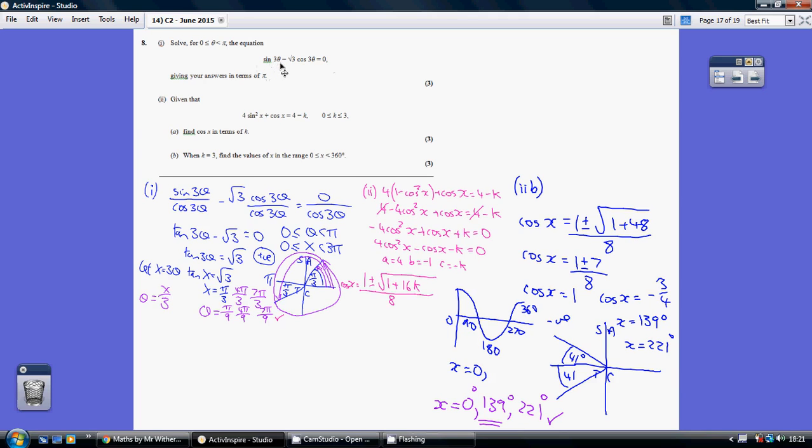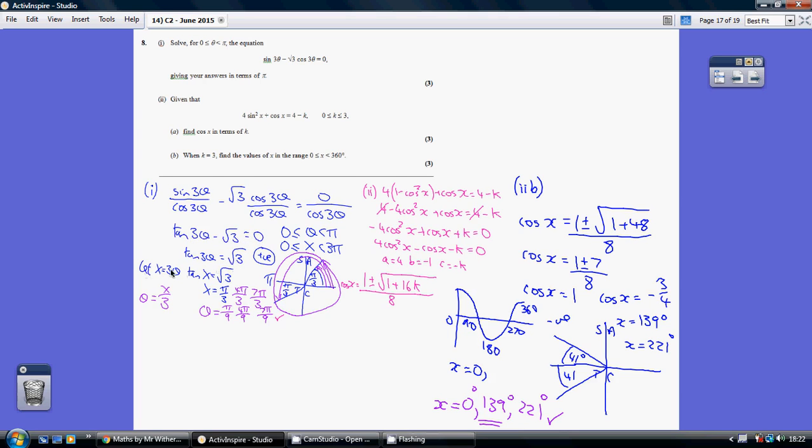So we get sine 3 theta over cos 3 theta minus root 3 cos 3 theta over cos 3 theta equals 0 over cos 3 theta. Sin over cos is tan, and something divided by itself is just 1, so that just leaves us with minus root 3, and obviously the right hand side is 0. So now we've only got tan in here. If we add root 3 to both sides, we get tan 3 theta equals root 3.